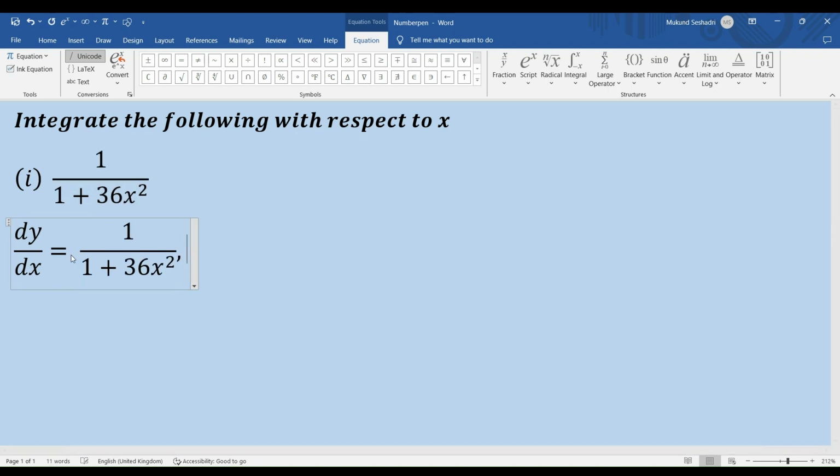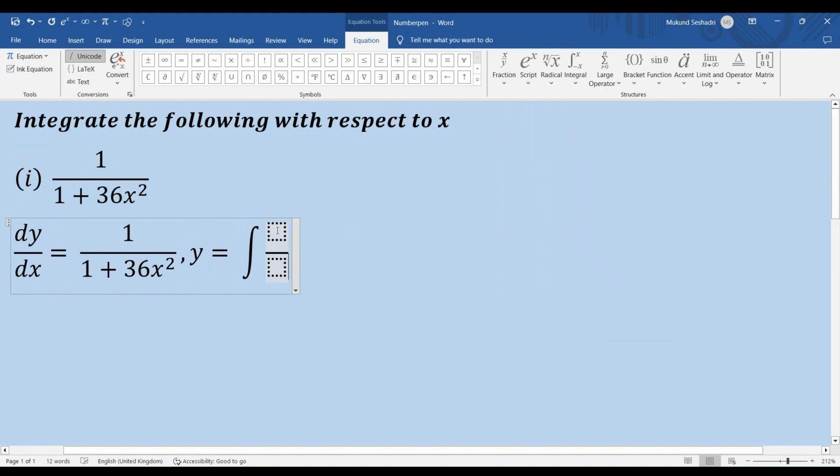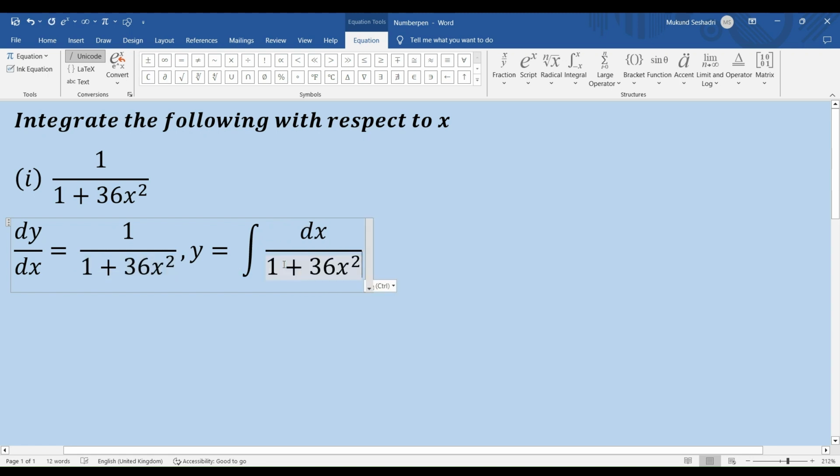And my y is written using the integral symbol, and I know that my y is integral of dx divided by 1 plus 36x square. And now I know that I will have to figure out if my y can be reduced to a much simpler expression whose antiderivative I'm familiar with from first principles, what I'd learned in differential calculus, right?